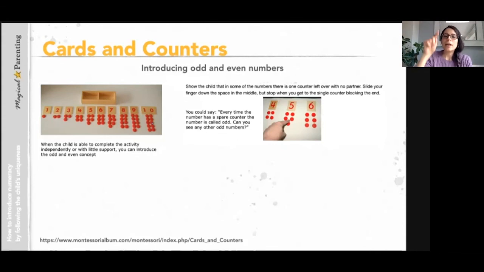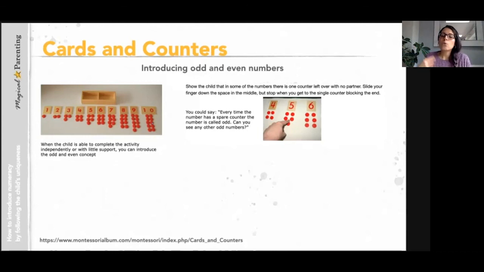So you will be saying, or you can as well say every time that there's a spare, you can even touch the spare one and say, can you see this is spare, this doesn't have a partner. Every time that you have a spare counter, it means that the number is called odd. And then you say, do you want to say odd? And they can say odd. Can you find any other number that has a spare one, like a lonely one? And they will say 3, and they will say 1, and they will say all the other numbers.